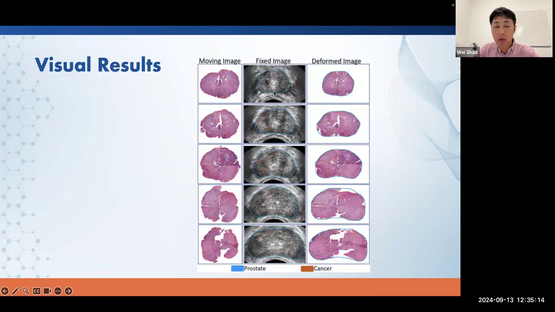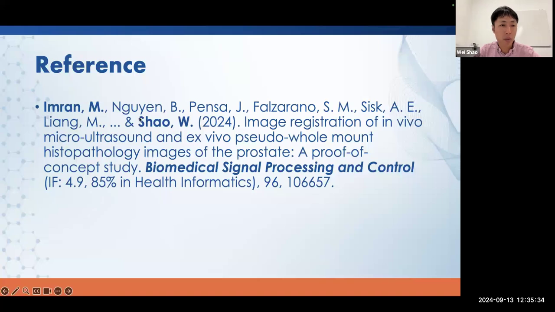So for each patient, we have a sequence of microultrasound images with ground truth cancer outlines. And we will use those results and this data set to train deep learning models for automatic localization and detection of prostate cancer on microultrasound image. We published this paper in the journal Biomedical Signal Processing and Control. This paper was led by a postdoc in my lab.